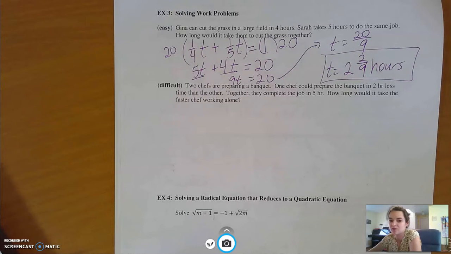2 chefs are preparing a banquet. One chef could prepare the banquet in 2 hours less time than the other.